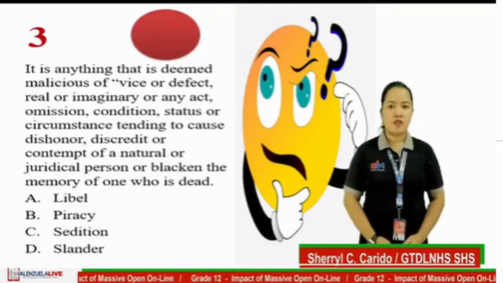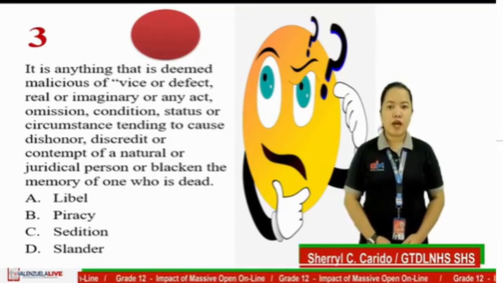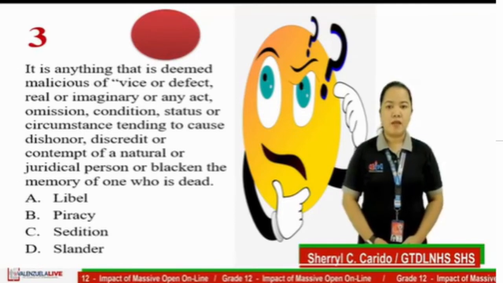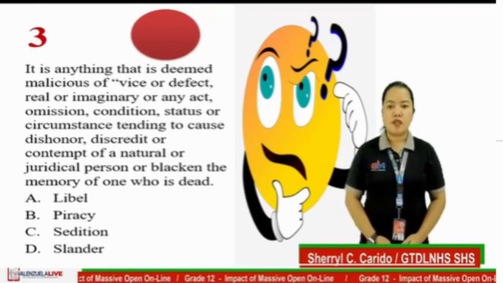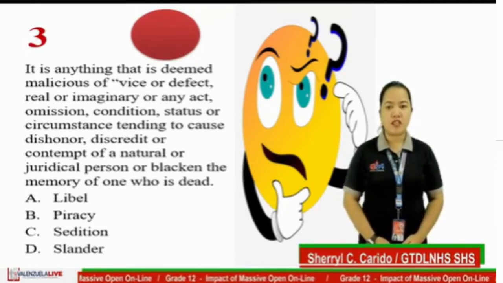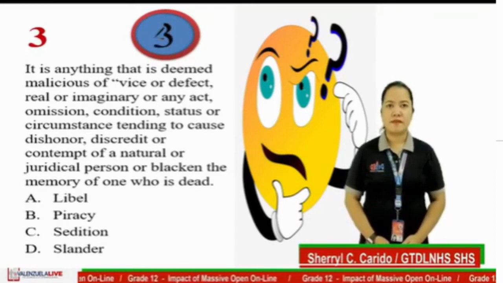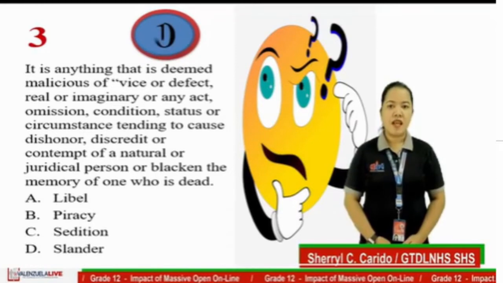Let's move on the third question. It is anything that is deemed malicious or vice or defect, real or imaginary, of any act, omission, condition, status, or circumstances tending to cause dishonor, discredit, or contempt of a natural or juridical person or blacken the memory of one who is dead. A. Libel. B. Piracy. C. Sedition. D. Slander. Your 5 seconds starts now. The answer is letter A.